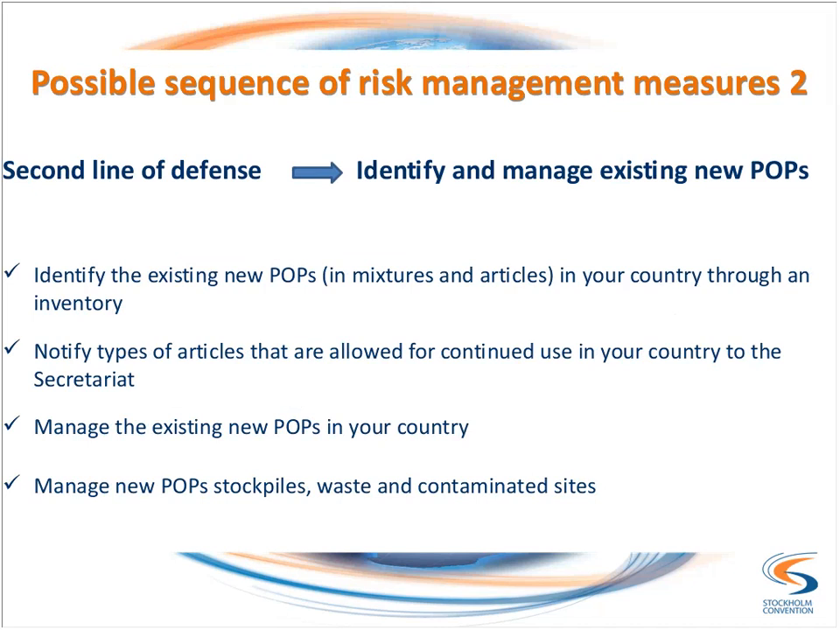The second line is regarding the identification and the management of the existing new POPs in your country, and that can go in the direction of the products, the articles, or even the production of the chemicals themselves. In this case, identify the existing new POPs in your country through the inventory, notify the different types of articles that you might have for continued use in your country to the Secretariat, and manage the existing new POPs in your country: stockpiles, waste, and contaminated sites.